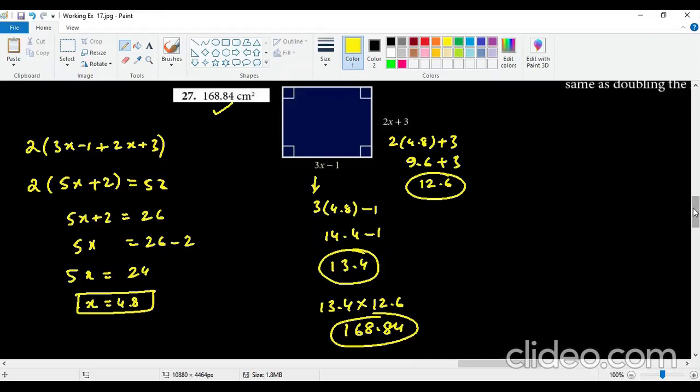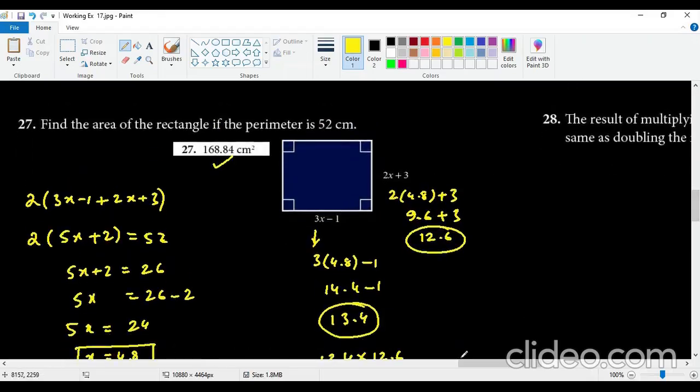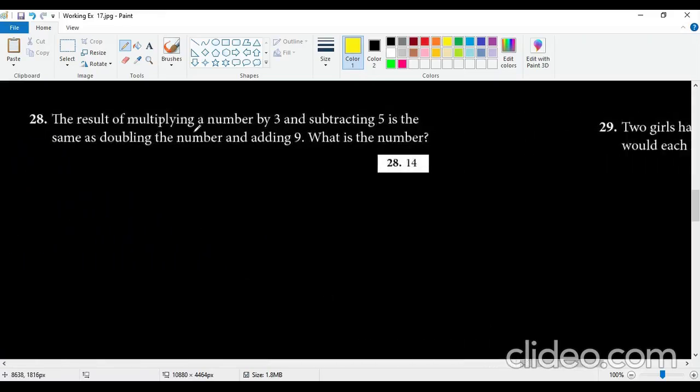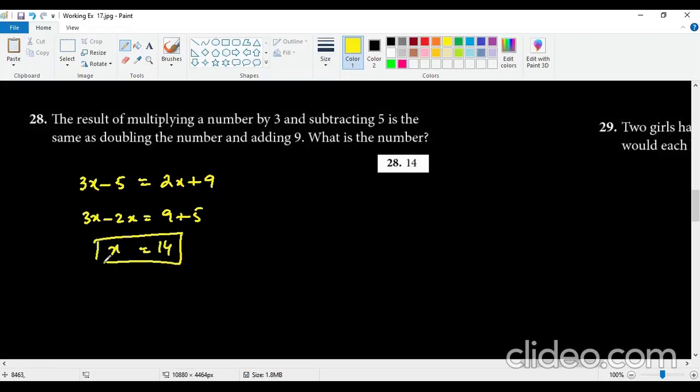Moving on to question number 28. The result of multiplying a number by 3, that means 3x, and subtracting 5 is the same as doubling a number and adding 9. Now in here 3x minus 2x, and 9 plus 5. So this will be x. 9 plus 5 is going to give us 14. So 14 is the answer for this question. Moving on to question number 29.